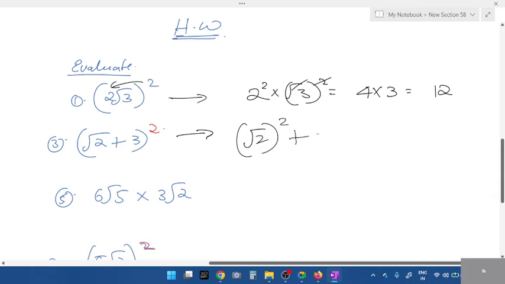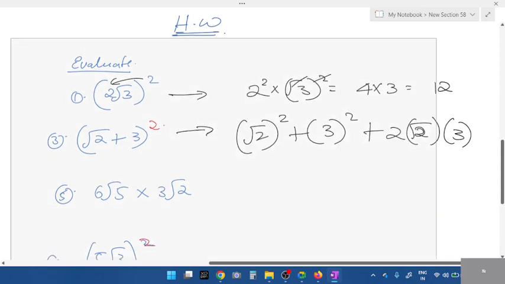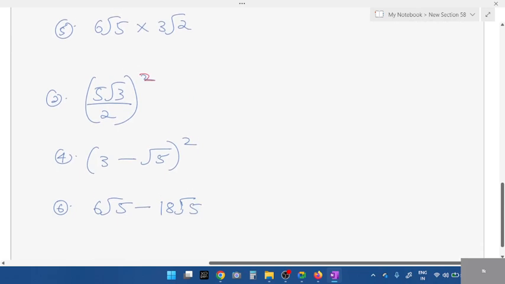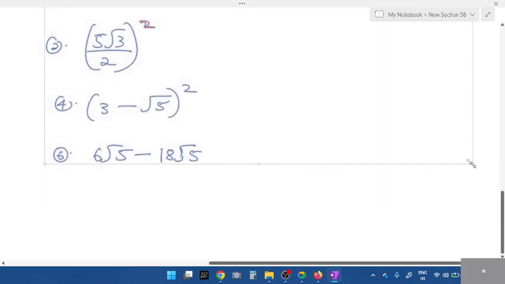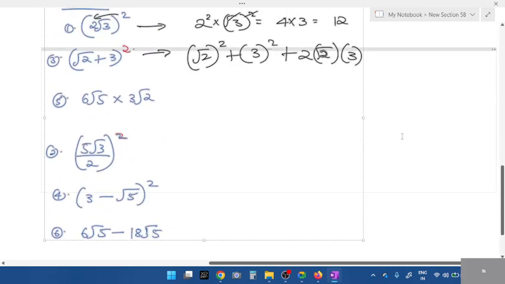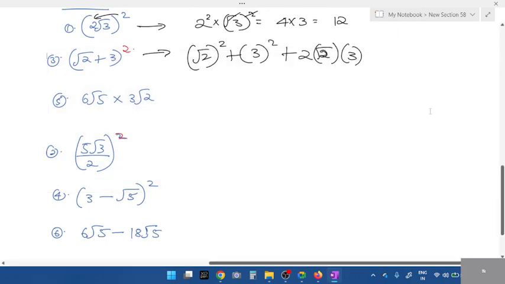Root 2 the a square, b square plus 2 into a into b. Okay, what's the answer when I open the bracket? What this root will get cancelled. 4 plus 3 square is 9 plus multiply the like term, students. 2 threes are 6 root 2.